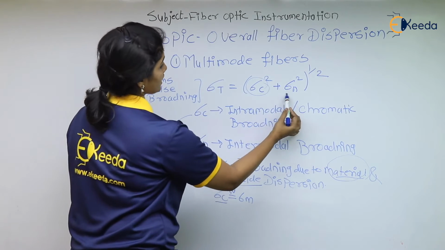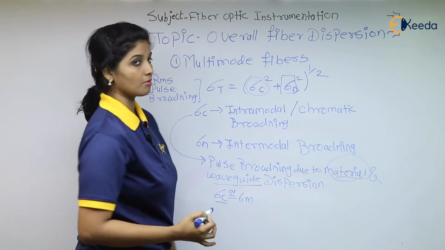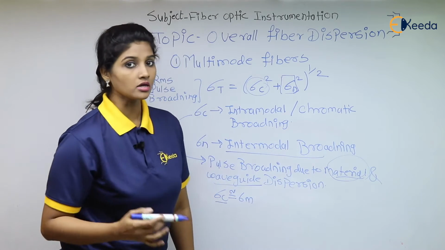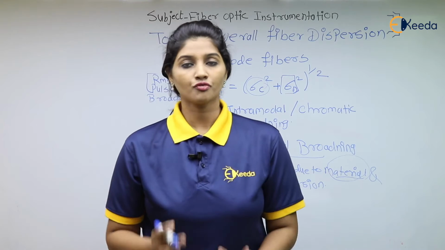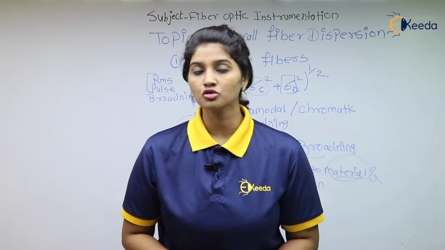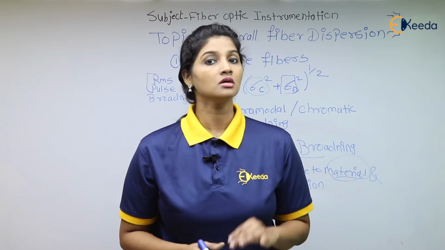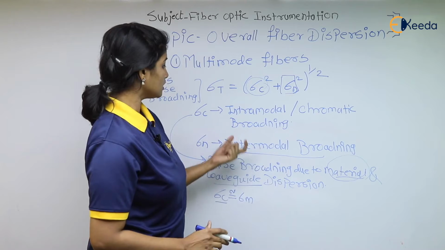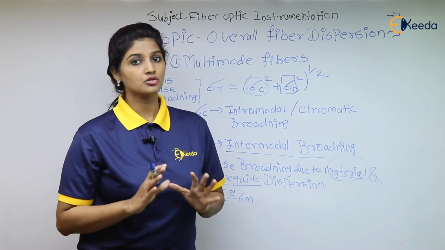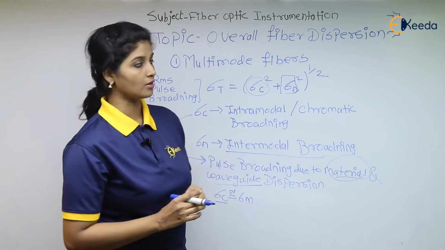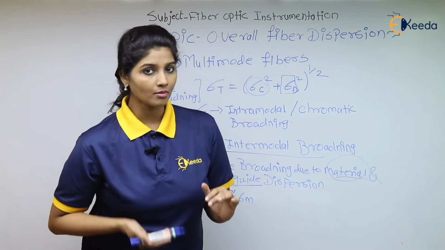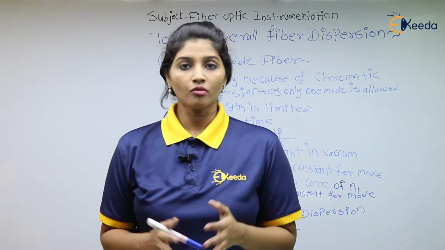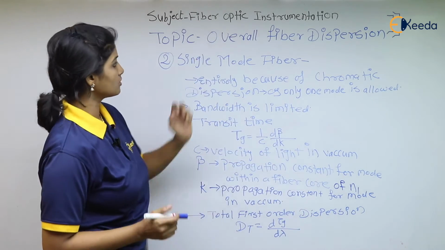Now moving towards the second term, sigma n, which stands for intermodal dispersion or intermodal broadening of pulse. So when we talk about a multimode fiber, in that case we need to consider the chromatic broadening of pulse as well as the intermodal broadening of pulse. So this is all about the overall fiber dispersion in case of multimode fiber.